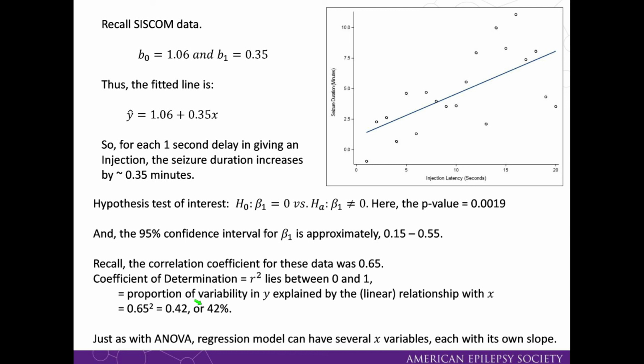That's pretty darn good. Just as with ANOVA, a regression model can have several x variables, each with its own slope. So again, once you jump to 2, going beyond that, it just gives you more lines. It's more complicated to work out, but the computer does it, so it's not any real problem for us.